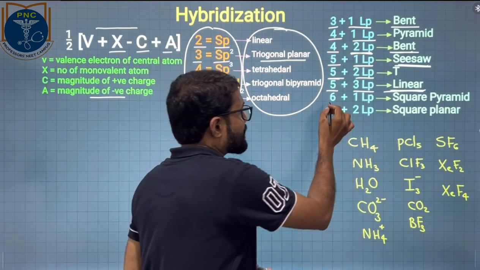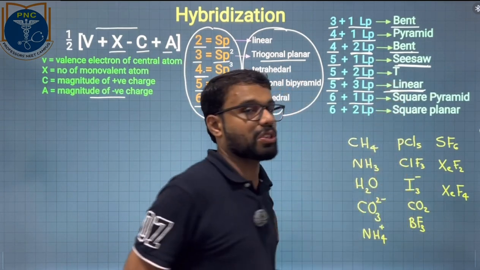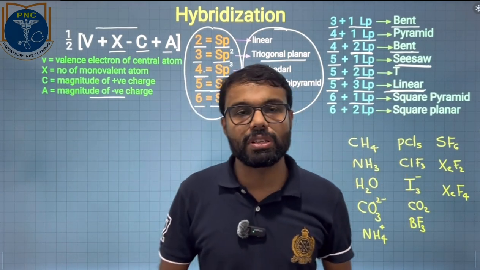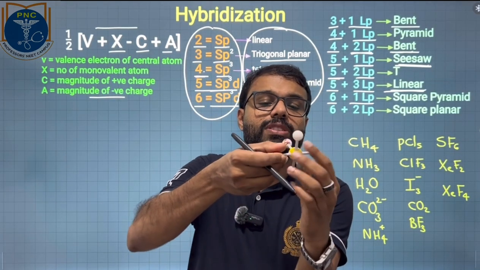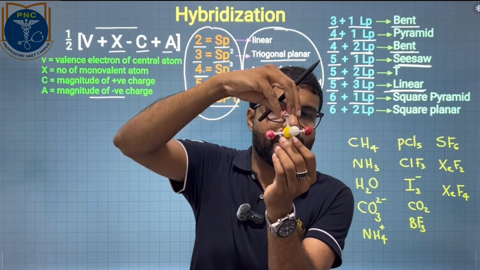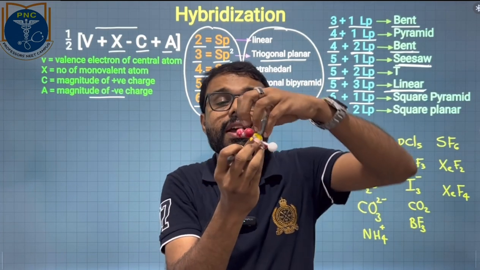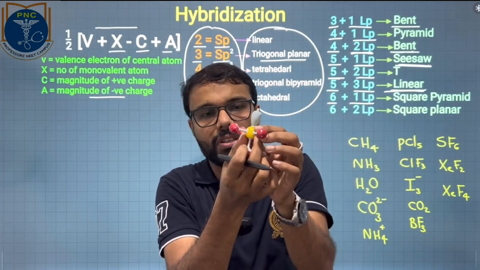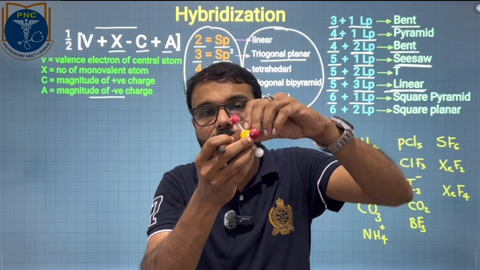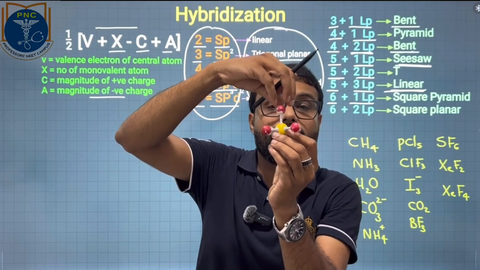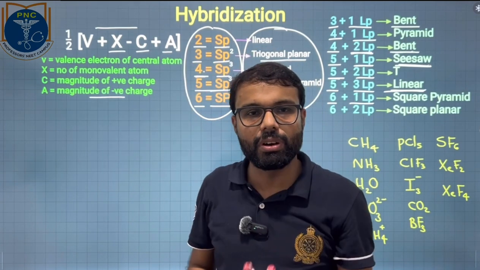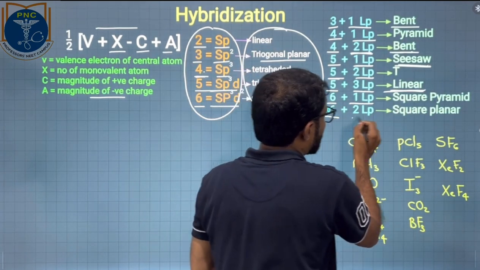Okay. Now we are getting 6 and 1 lone pair is present. Then what happens? Let's see. It will be somewhat like square pyramid. Actually, it was octahedral. If we have a bond here, it becomes not octahedral. But one bond is replaced by lone pair, so it became what? Square pyramid.